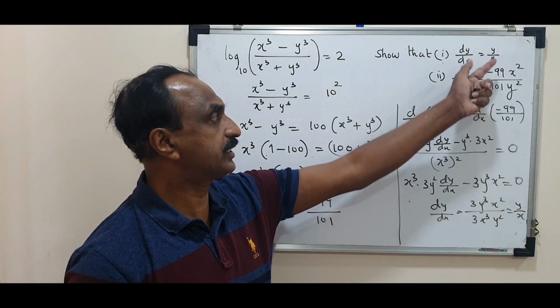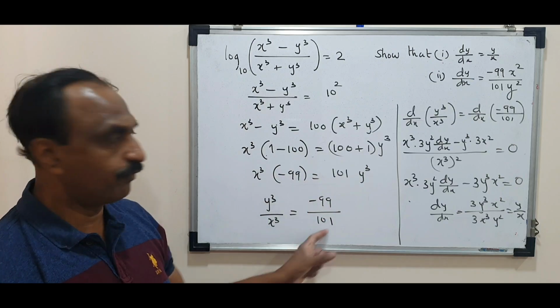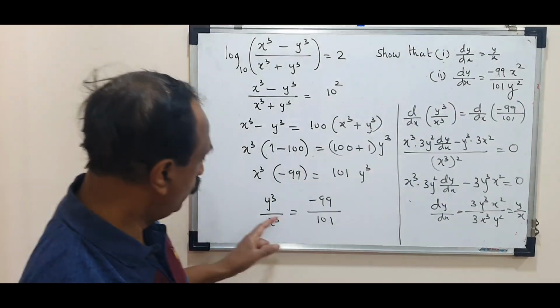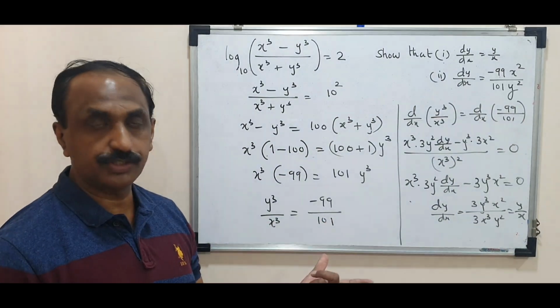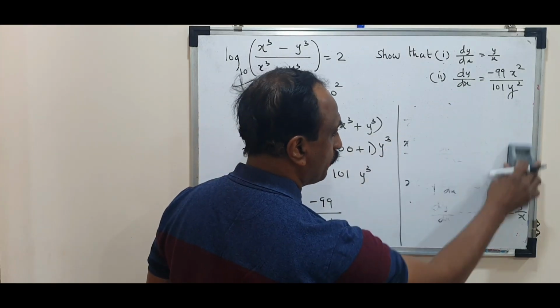So if you want the answer dy by dx as y by x, keep the constant on one side and differentiate, like the previous problem. If you want this answer to be present, what should I do? Just cross multiply and differentiate. Let's see that method also. So this is the first part of the question.